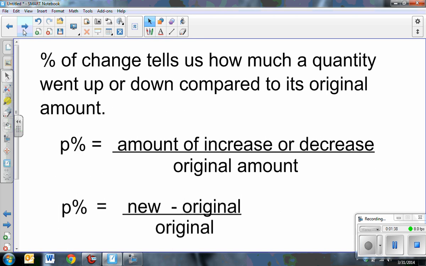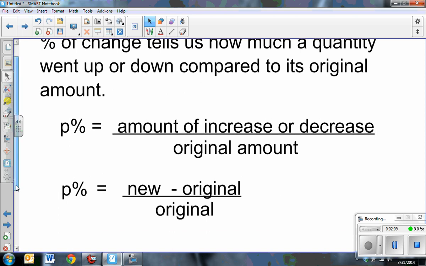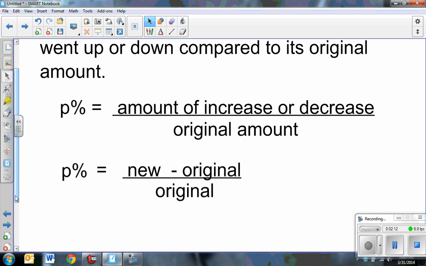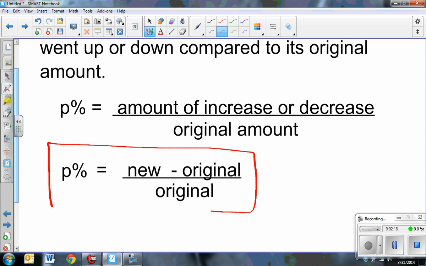So percent of change tells us how much a quantity went up or down compared to its original amount. And if we get a negative answer, then that's our clue that the price went down or the amount went down. And if we get a positive result, then we know we had an increase. Okay, so percent change is always the amount of the increase or decrease over the original amount. And the way we find the amount of the increase or the decrease is we take the new amount minus the original amount and divide by the original. So this is a really important formula for you to know, okay?